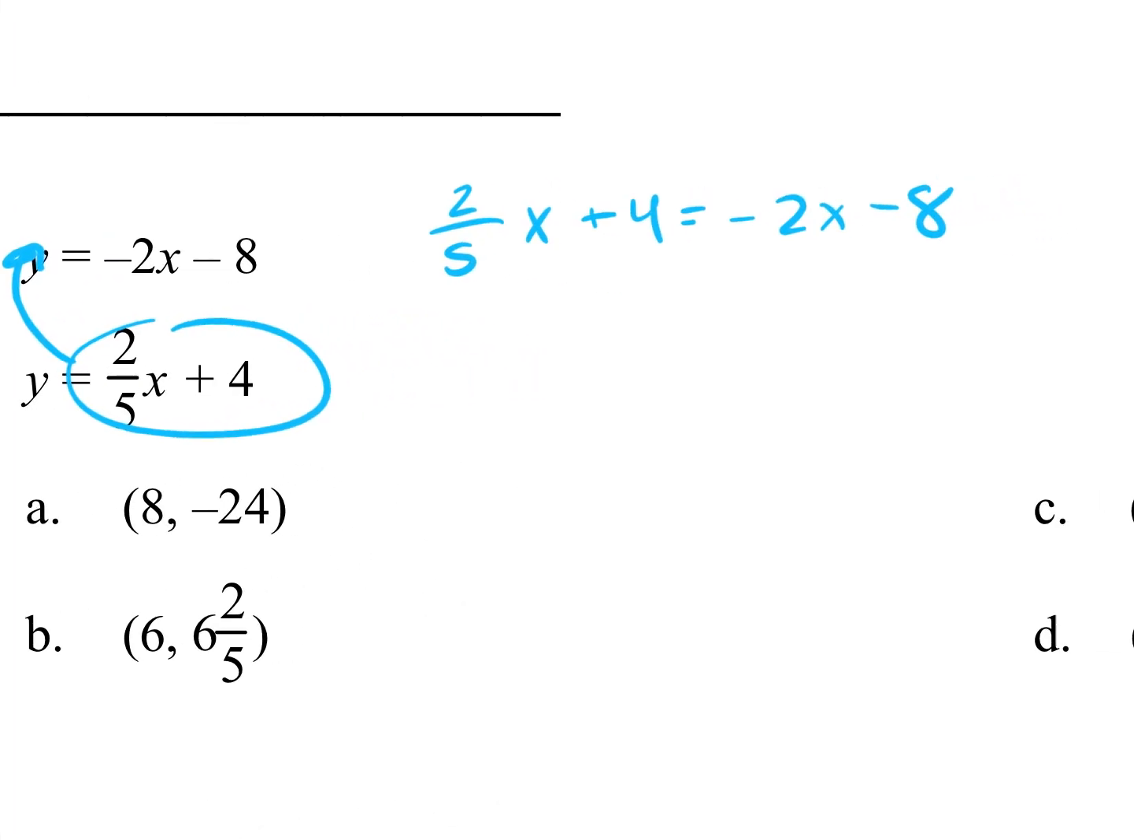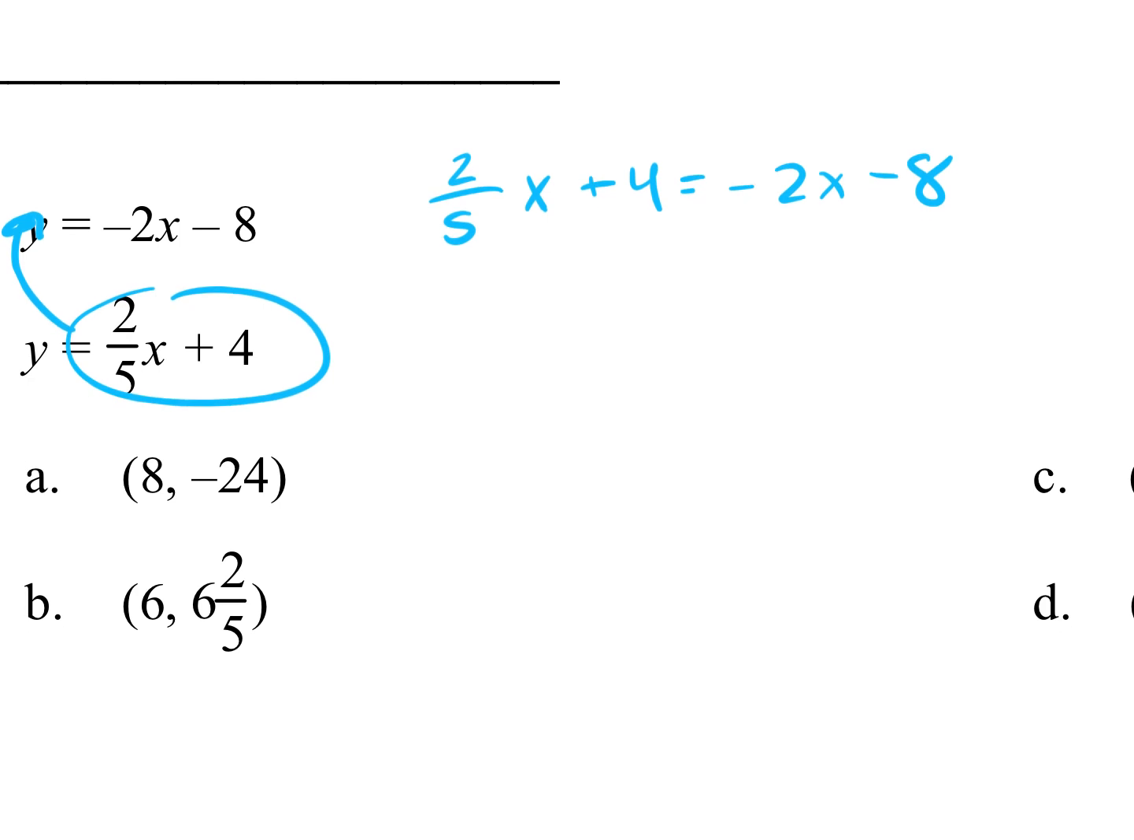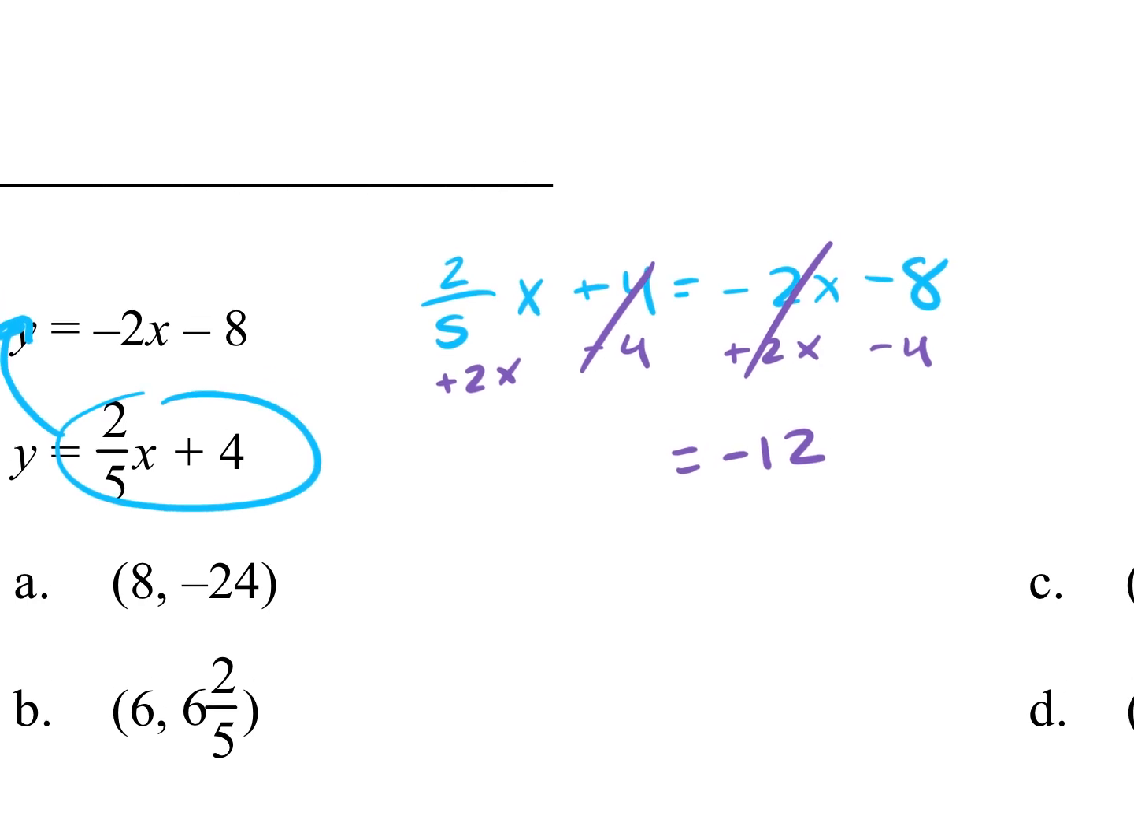And then from here, we just want to solve. So we want to get all of our variables to one side, all of the numbers, the constants, to the other side. So I can subtract 4 on both sides. And then I'm going to add 2x to move that to the left. So this is going to be equal to negative 12. And I just need to add 2/5 x plus 2. So it's 2/5 plus 2.